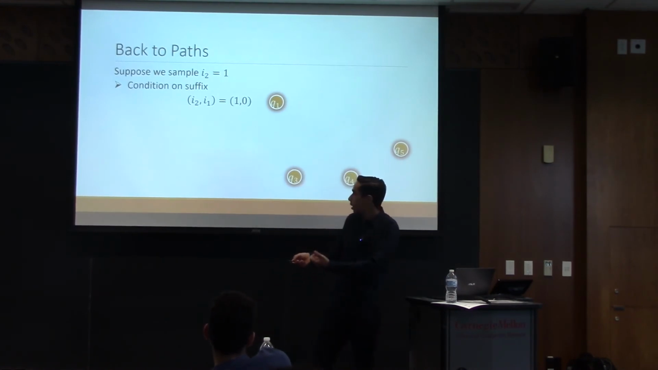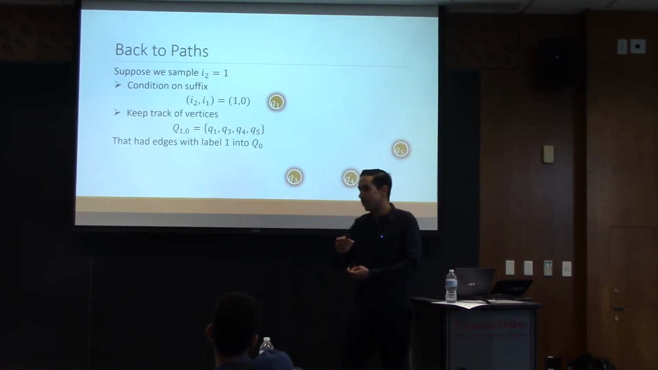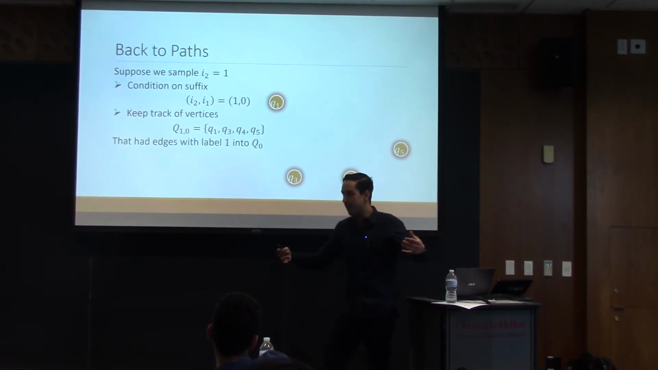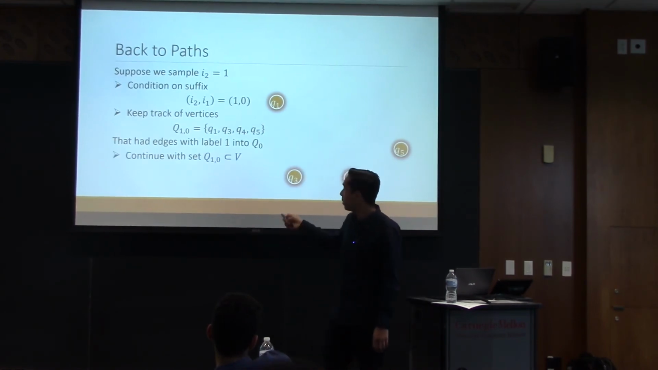And again, I look at all the vertices, Q10, which had the edge with the label 1 into my prior set Q0. And now I'm just going to repeat this process with this new subset of vertices, Q10. So at each step, I have a subset of vertices. I'm looking at all the edges into it. I'm picking one of the edge labels, and then I'm moving to the set of vertices that had that edge label into my prior set. And this is representing what it means to condition on this prefix. So continue with this set, right? So what are we doing?